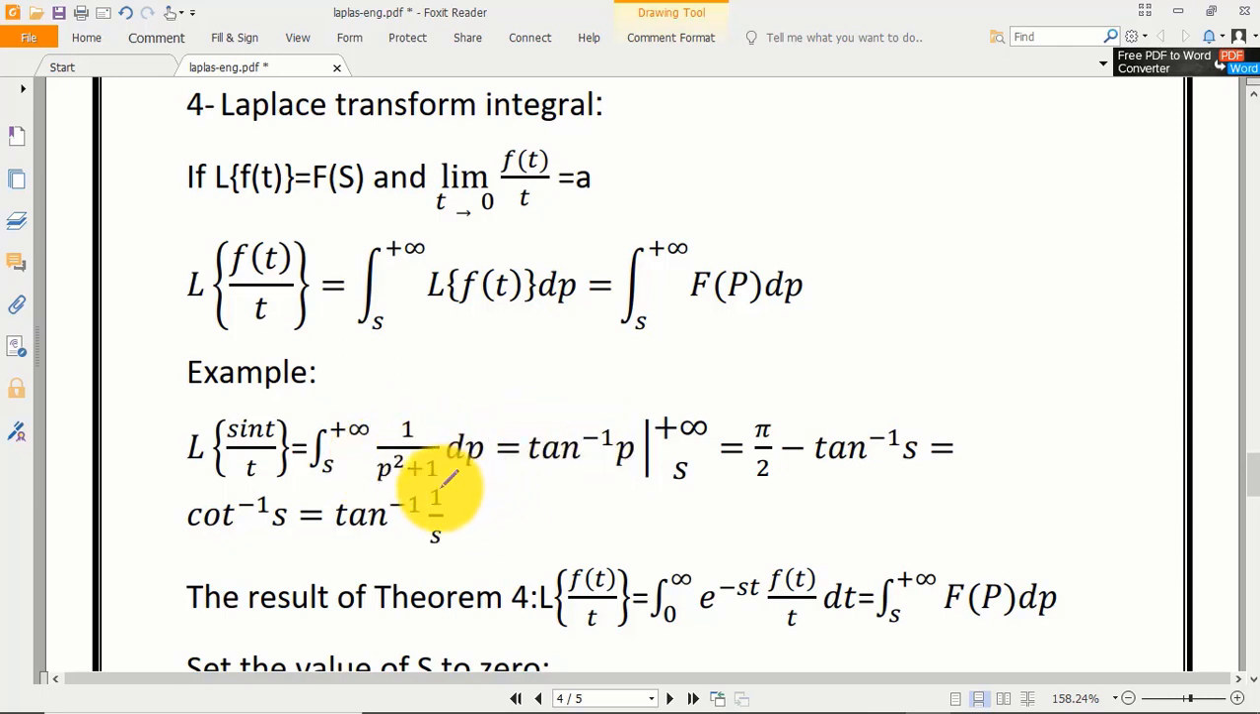To find the value of the integral, you have to place the bounds from positive infinity to s. So the inverse tangent of infinity is equal to pi over 2 minus inverse tangent s. Pi over 2 radian minus inverse tangent s. And according to trigonometric relations, this would change to inverse cotangent s. And inverse cotangent s is equal to inverse tangent of 1 over s.